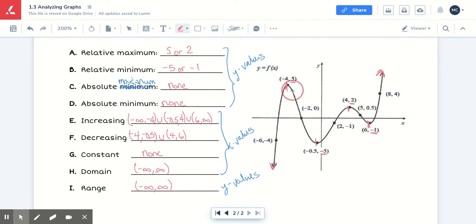There are no intervals where this graph is constant. It is changing all the time. The domain is all real numbers, and the range is also all real numbers.